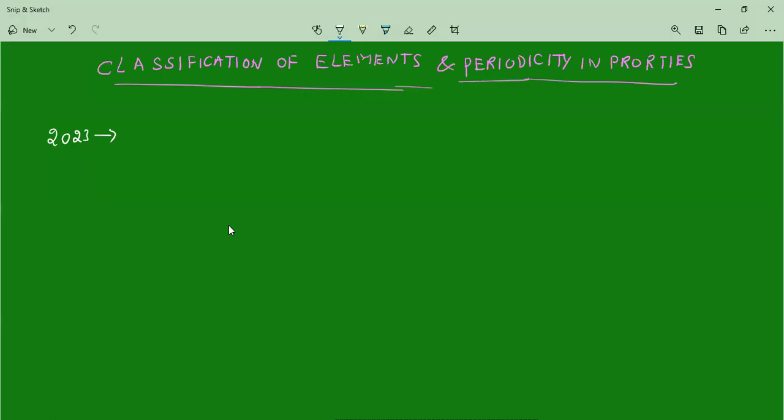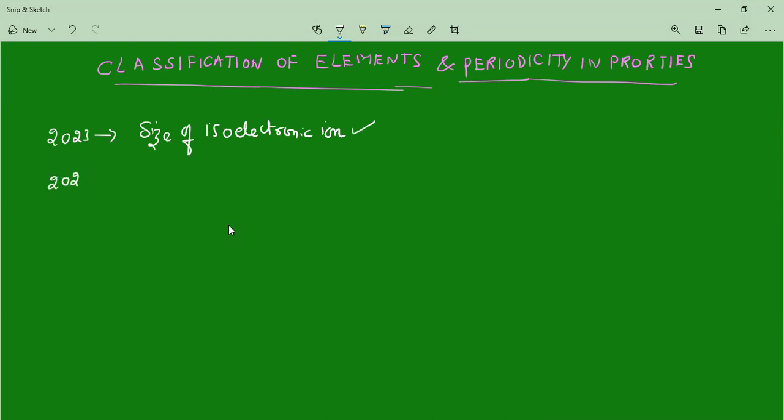In 2023, they asked a question based on the size of isoelectronic ions from the periodic table chapter. That means classification of elements and periodicity. This is what we need to concentrate on for the coming 2024.